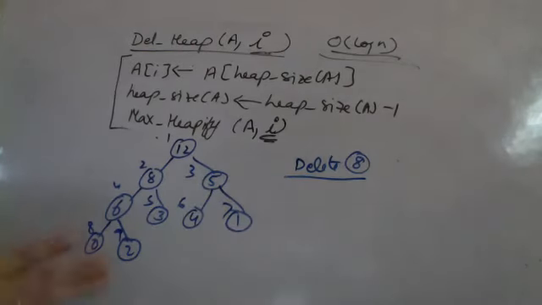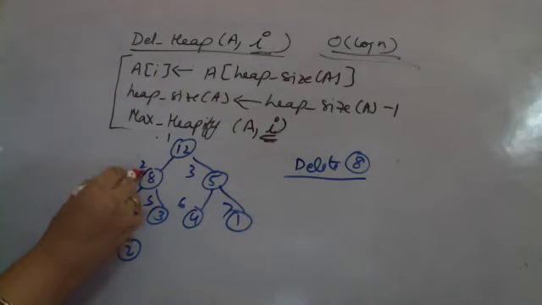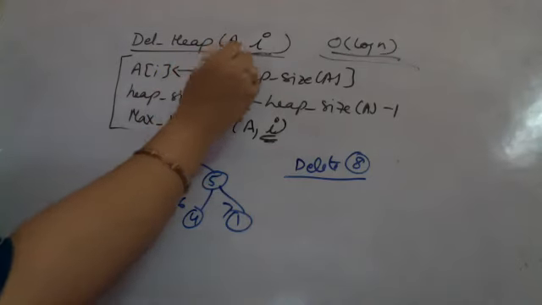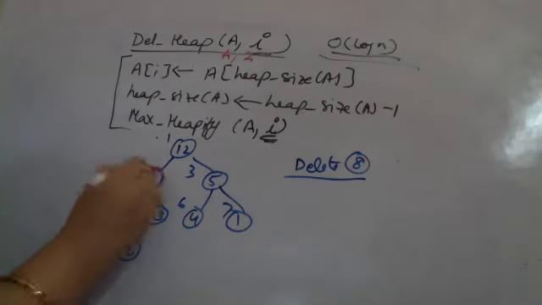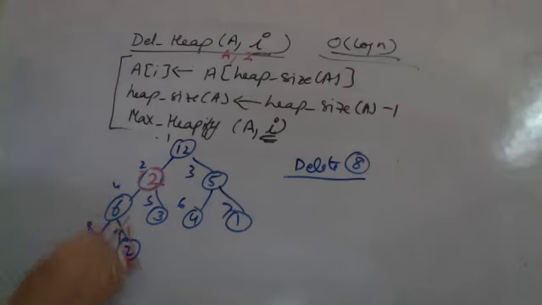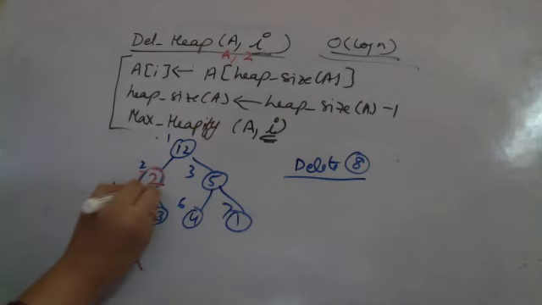If I want to delete an element, what I do is I exchange the element to be deleted with the last element of the heap. Then I reduce the size of the heap and I call the heapify procedure for the deleted location. Since I am calling delete heap for 8, and 8 is at position 2, I am calling delete heap for A comma 2. So A comma 2 is replaced with the last element. This 8 gets replaced with 2. 8 is now deleted. I reduce the heap size so that this is no more a part of the heap, and I call heapify for this location.